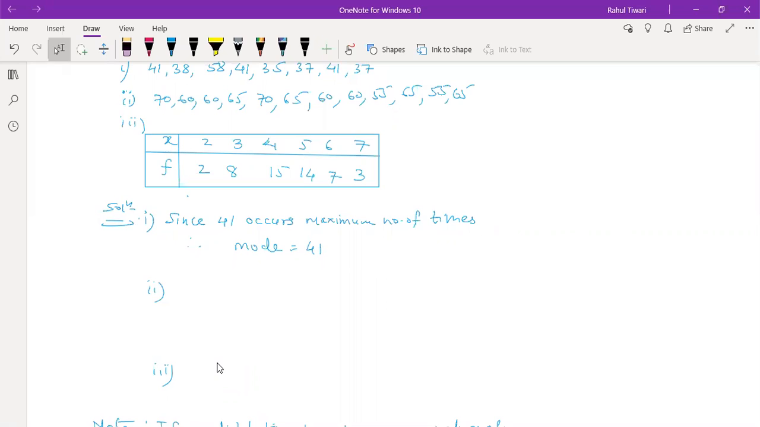No. Here I can say that 60 and 65 occur; 60 is repeating 4 times, and 65 is also repeating the same number of times. If you look at the table, 60 is repeating the same number of times as 65. No change in the data. Correct?